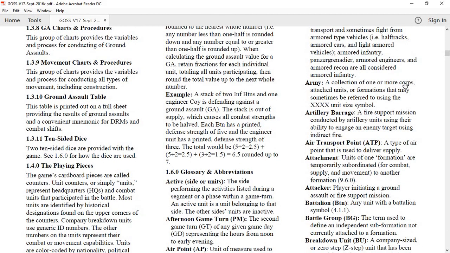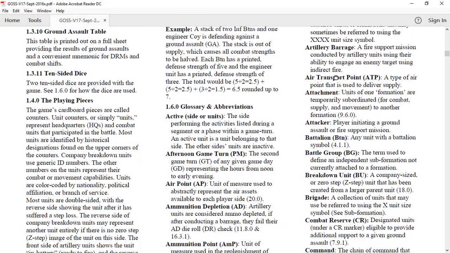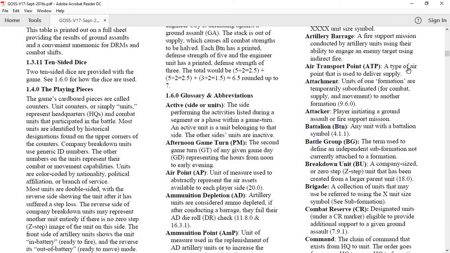Army, a collection of one or more corps, attached units, or formations that may sometimes be referred to using the quadruple X unit size symbol. Artillery barrage, a fire support mission conducted by artillery units using their ability to engage an enemy target using indirect fire. Air transport point, or ATP, a type of air point that is used to deliver supply. Attachment. Units of one formation are temporarily subordinated for combat, supply, and movement to another formation. Attacker, player initiating a ground assault or fire support mission.